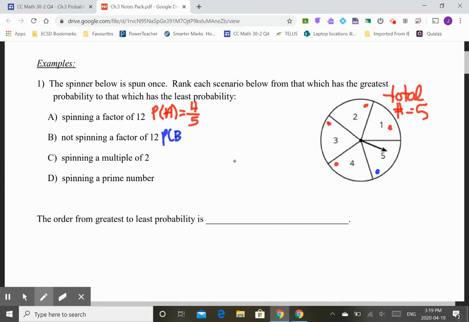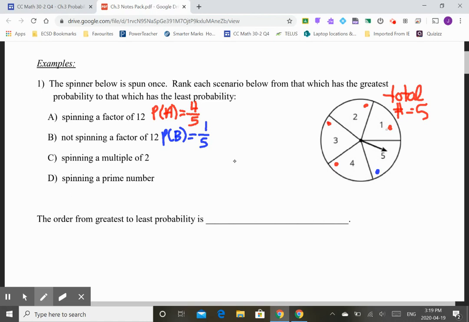So the probability for B is going to be 1 out of 5. Let's have a look at C. C says the probability of spinning a multiple of 2. So again, let's have a look at our numbers on our spinner.